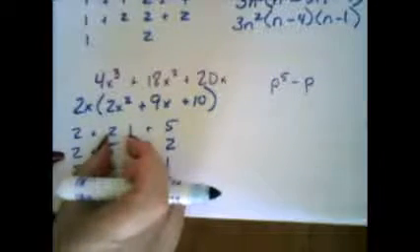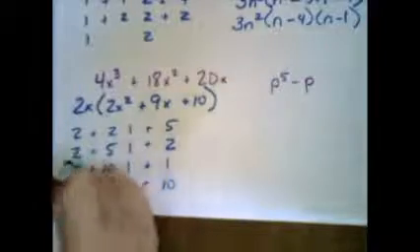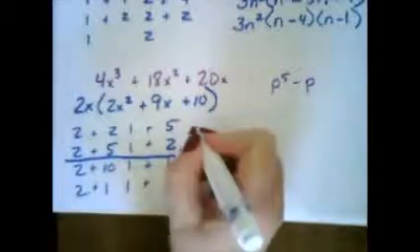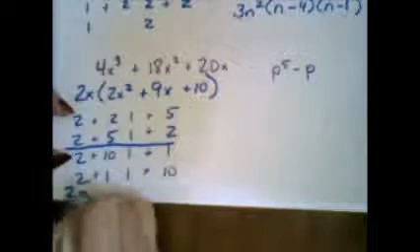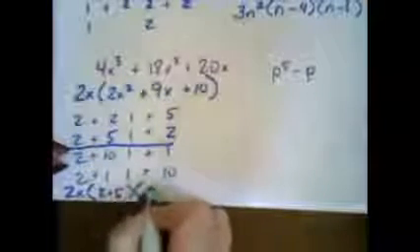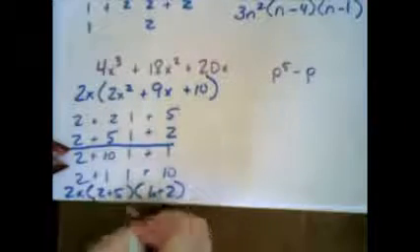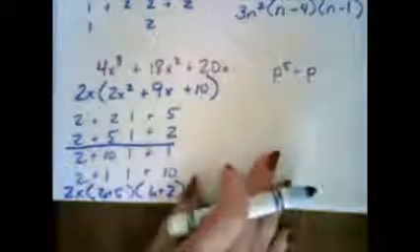10 and 2 is 12. 4 and 5 is 9. So this one is going to be our answer. So we're going to pull down our, well, let's do it down here. We're going to pull down our 2x times 2 plus 5 times 1 plus 2, oops, x. There we go. This is our fully factorable answer.